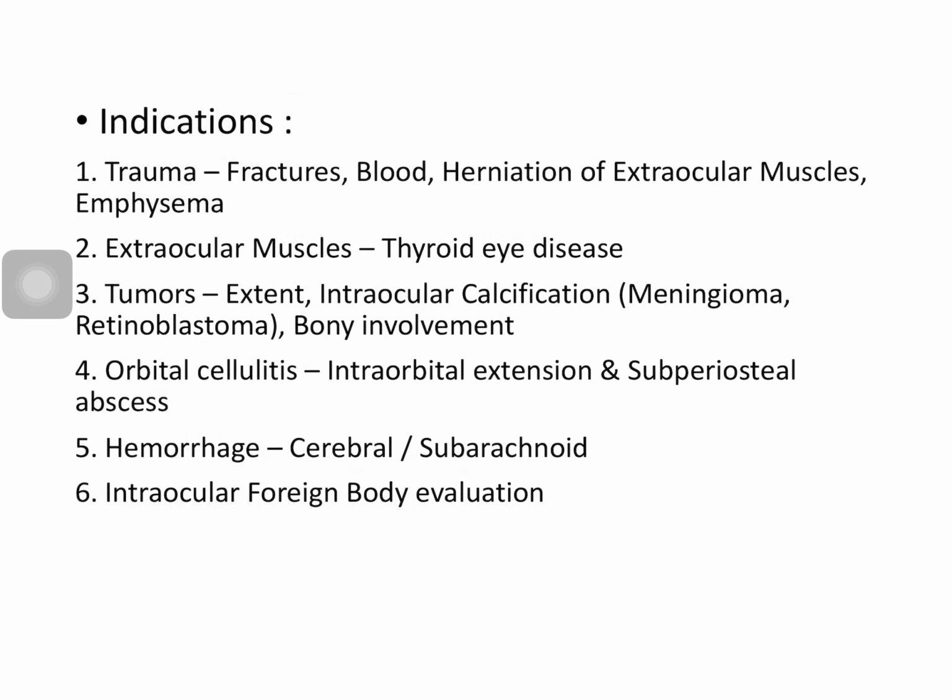You can use it in traumas to evaluate bony fractures, to see where blood collections have occurred in and around the orbit, herniation of extraocular muscles or extraocular fat, and emphysema. So emphysema is the only finding amongst all traumatic findings which is going to appear black. Every other finding, say a fracture, a blood, or a herniation, is going to appear white, because emphysema means air collection.